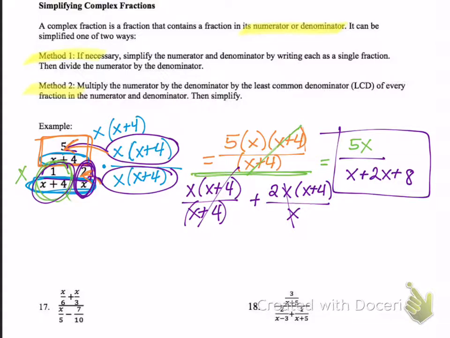Can't you combine the two x's? So it's 3x plus 8? Yes. So 5x over 3x plus 8.